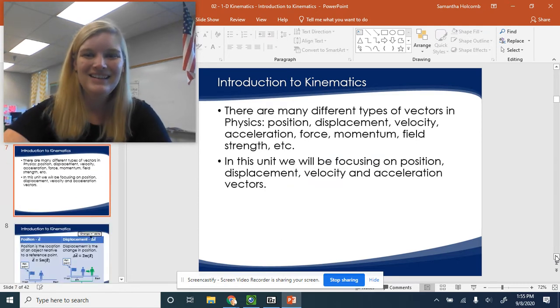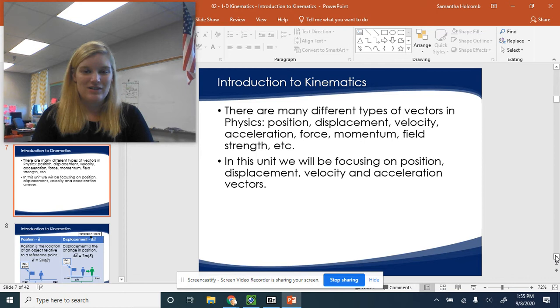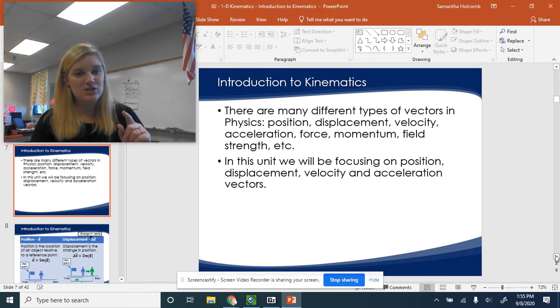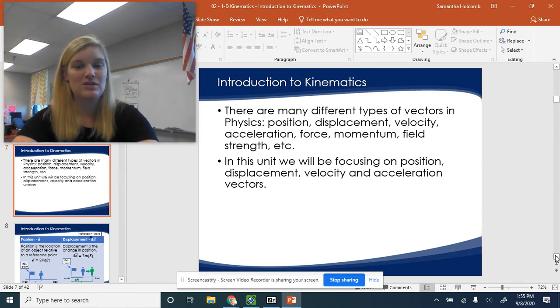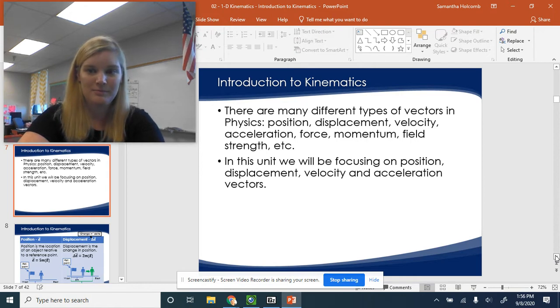Anyway, we have a ton of different types of vectors in physics. We are going to see them throughout everything that we talk about this year. But in this unit, we're going to be focusing on your position, displacement, velocity, and acceleration. So where you're at, how far you went, how fast you were going, and then how fast you were slowing down or speeding up.